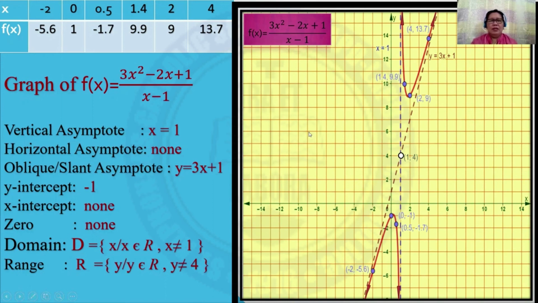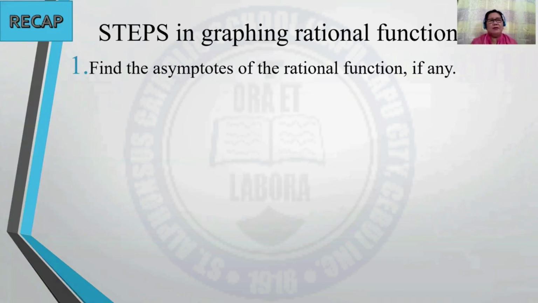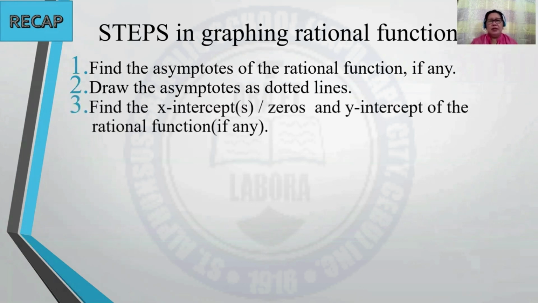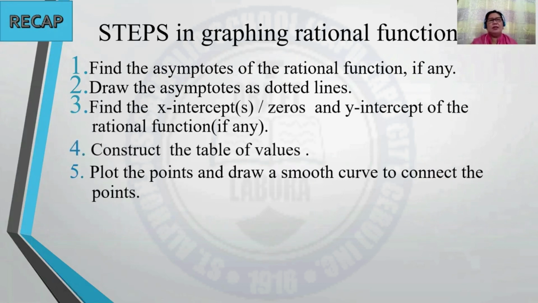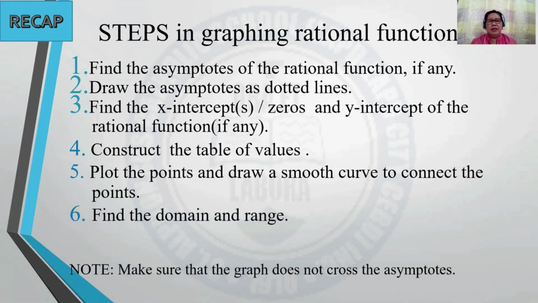Do you have questions? If there is none, let us recap. So what are the steps in graphing rational functions? First, find the asymptotes of the rational function. Then draw the asymptotes. Then find the intercepts. Construct the table of values. Plot the points and draw a smooth curve to connect the points. Find the domain and the range. And see to it that the graph does not cross the asymptotes.